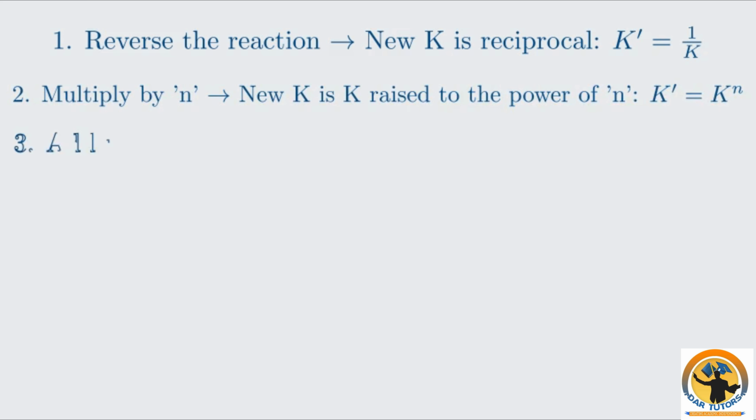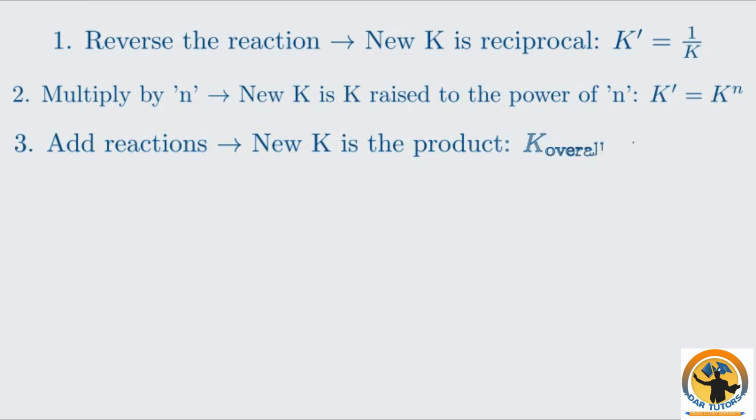Third, if you add two or more reactions together to get a new overall reaction, the new equilibrium constant, K overall, is the product of the individual K values. K overall equals K1 times K2. Remembering these rules is very helpful in equilibrium calculations. Let's demonstrate this with a specific example from your notes.